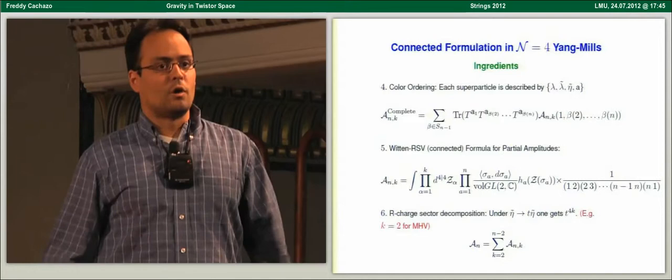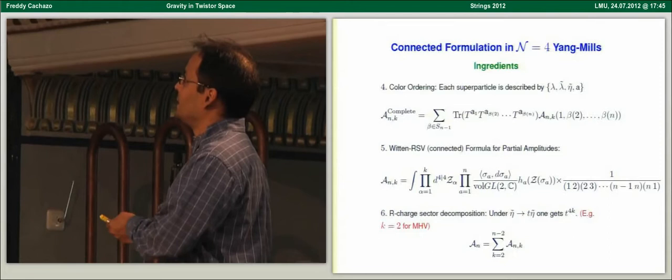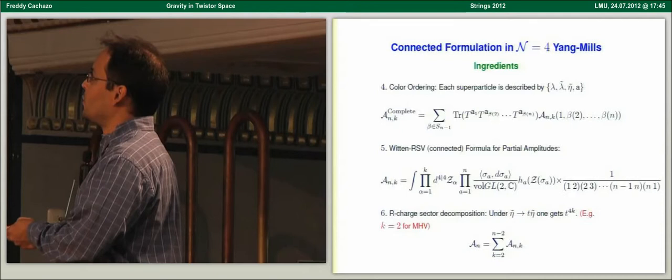What do I mean by the k-sector? Well, if you rescale the Grassmann parameters by a factor t, the amplitude in the k-sector scales by t to the 4k. For example, k is equal to 2 for the maximally helicity violating amplitudes. In other words, any amplitude can be decomposed in all the possible k-sectors.